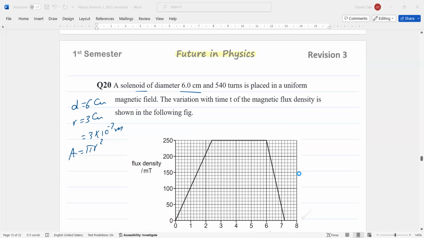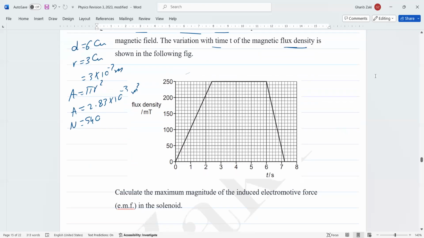Okay, here we need the radius, he said the radius equals 6, so we can get the area. The area equals 2.83 multiply 10 to the power negative 3 meters squared. He said 540 turns, so this is N. In a uniform magnetic field, the variation with time of magnetic flux density, this is B and T. He said calculate the maximum induced electromotive force.